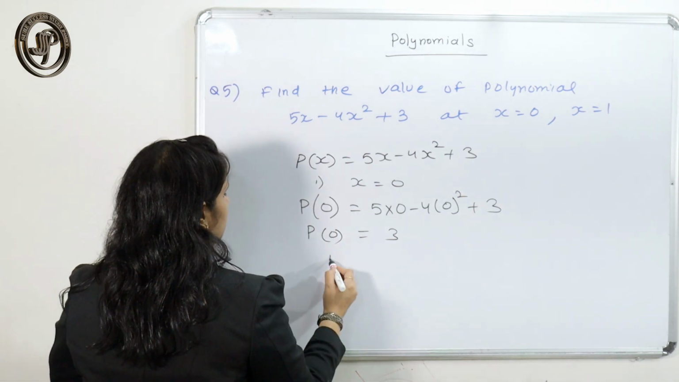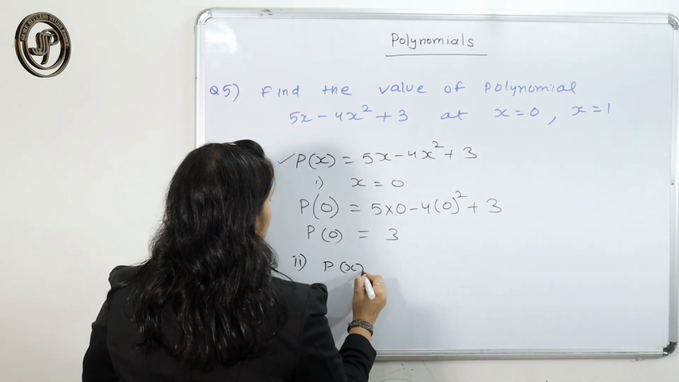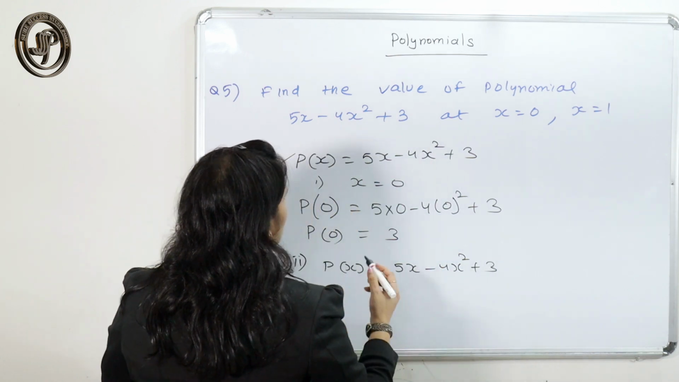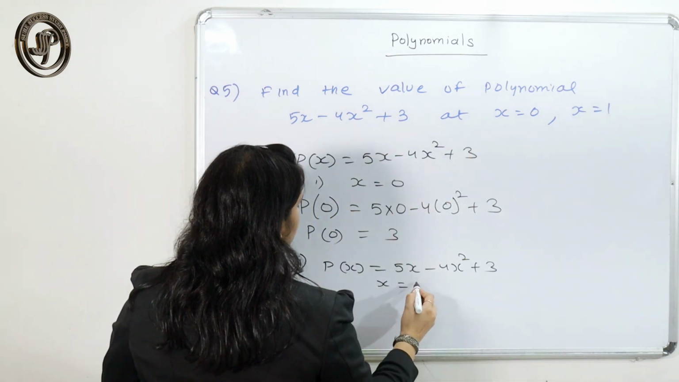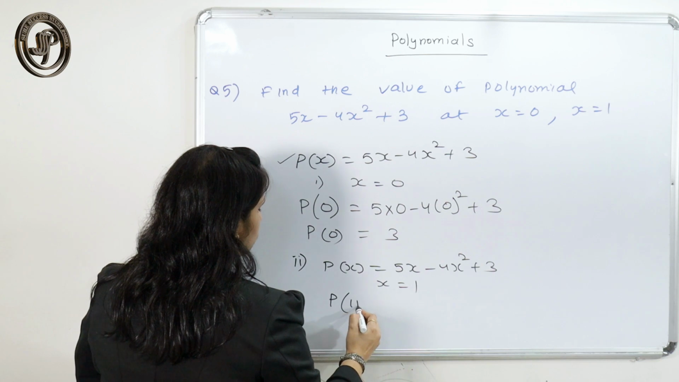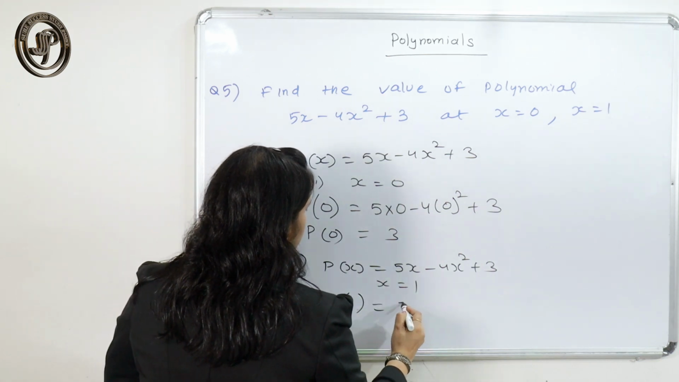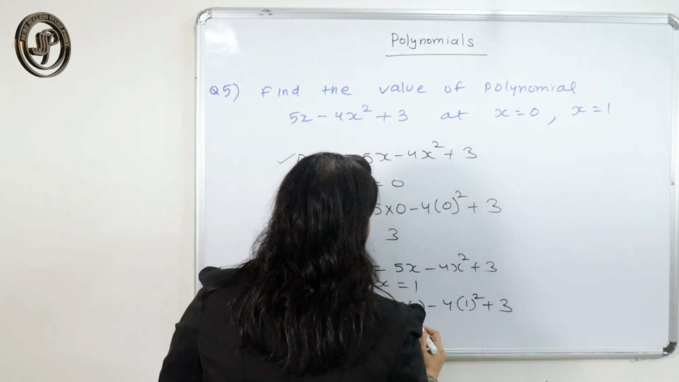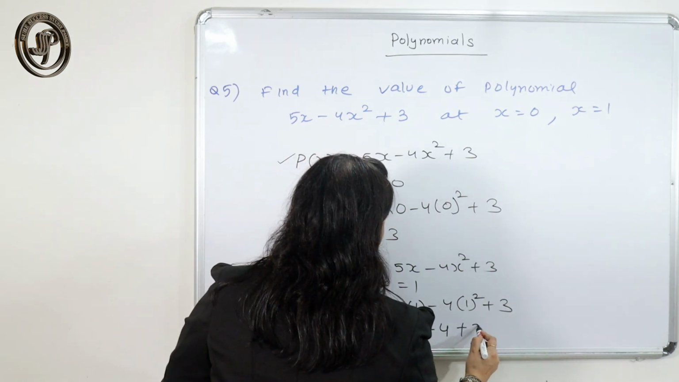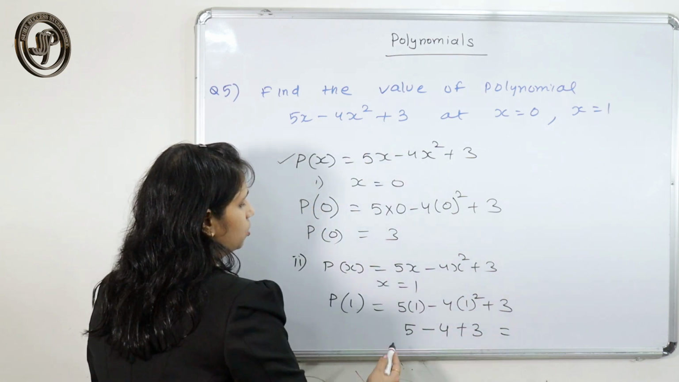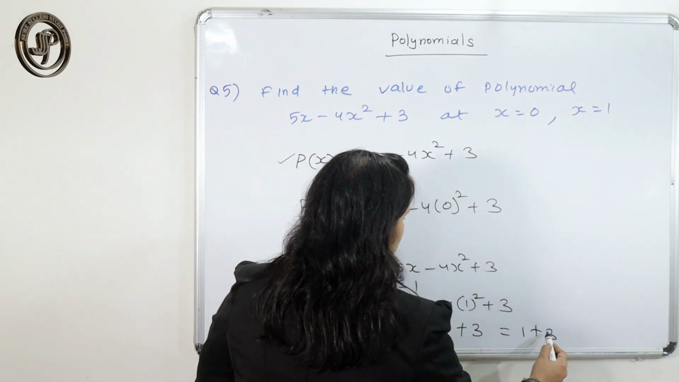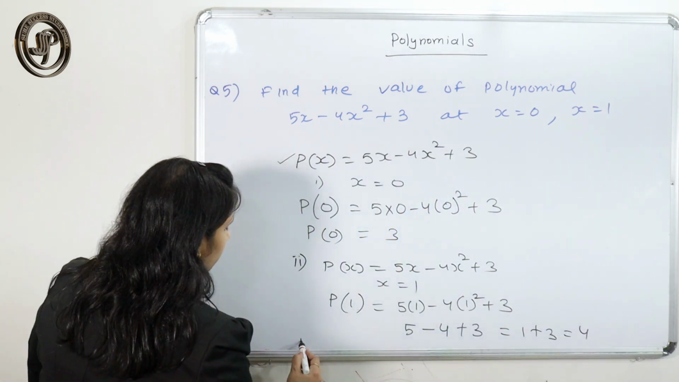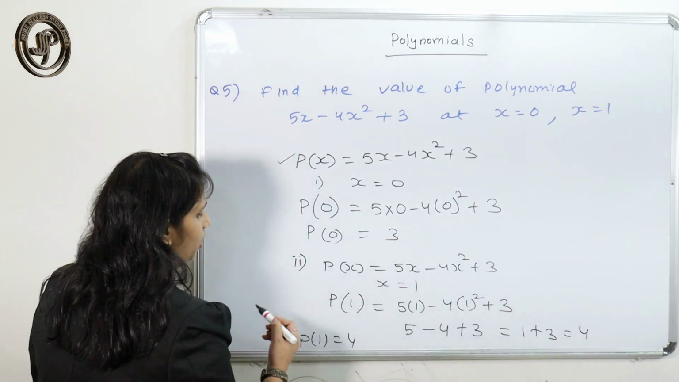The second condition: I have the same polynomial, so I am just copying it down. Now I have to find the value at x equals 1. That is p(1), which is 5 into 1 minus 4 into 1 square plus 3. 5 minus 4 plus 3. 5 minus 4 will be 1, plus 3. So the value of p(1) here will be 4.